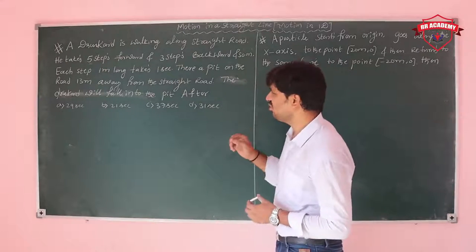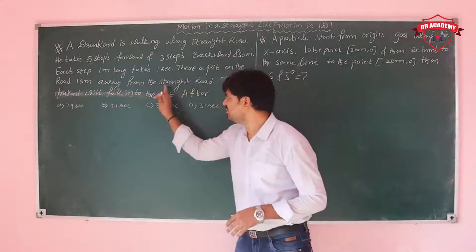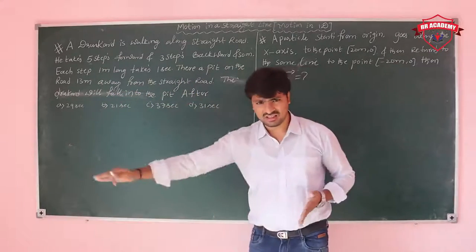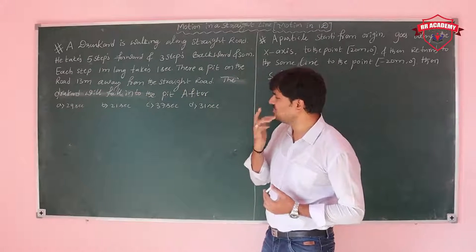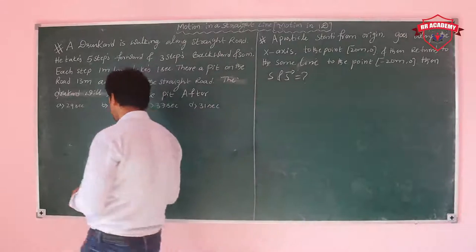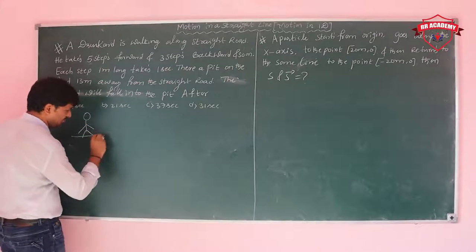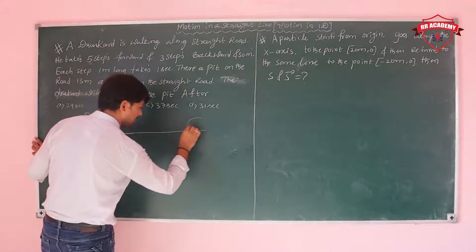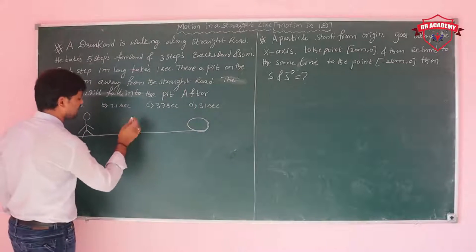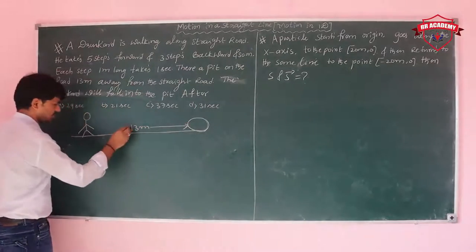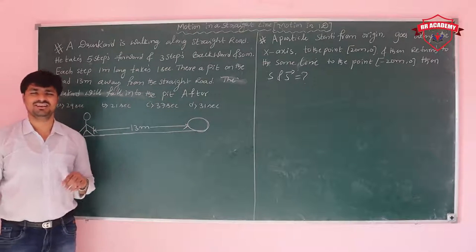And there is a pit on the road. Generally this is possible on our roads. The pit is 30 meters away from him on the straight road. The drunkard will fall into the pit after how much time? Simply imagine he's moving on the straight road, and there is a small pit. So this is how much distance? 13 meters. So how much time is taken to fall in that? That is our problem.